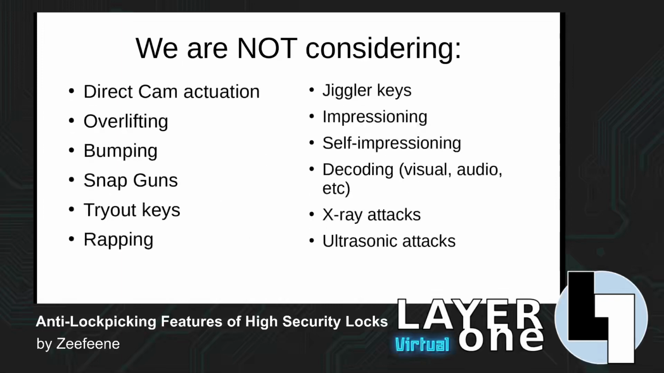We are also not considering direct cam actuation, overlifting, bumping, snap guns, tryout keys, wrapping, jiggler keys, impressioning, self-impressioning, decoding with a visual, audio, or any other method, X-ray attacks, or ultrasonic attacks. These are all attacks that you will want to consider if you are designing a high-security mechanical lock. But realistically, this talk will be too long if I try to cover all of these things. So instead, I will focus on lockpicking because it is probably the best known and probably the best understood of the attacks. You can ask me about any of these other attacks in questions after the talk.